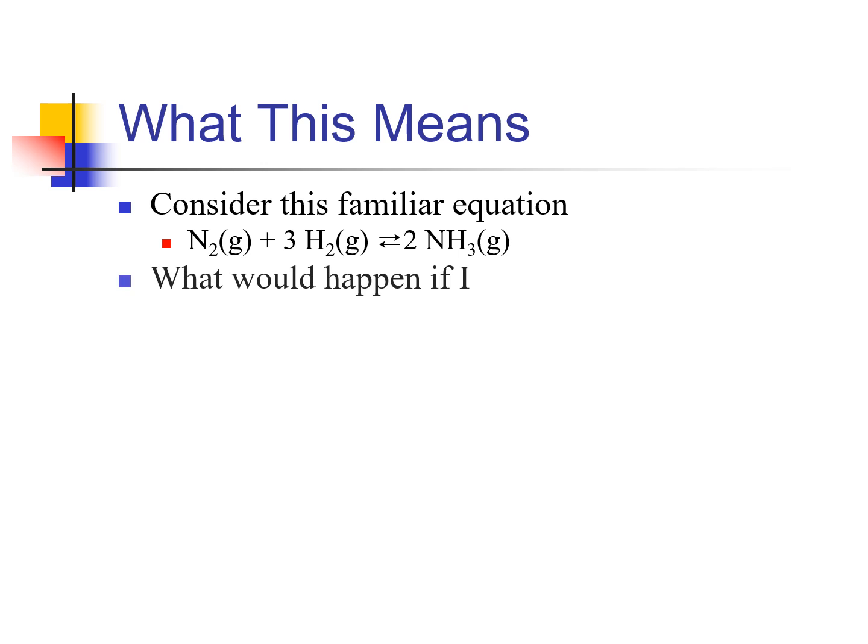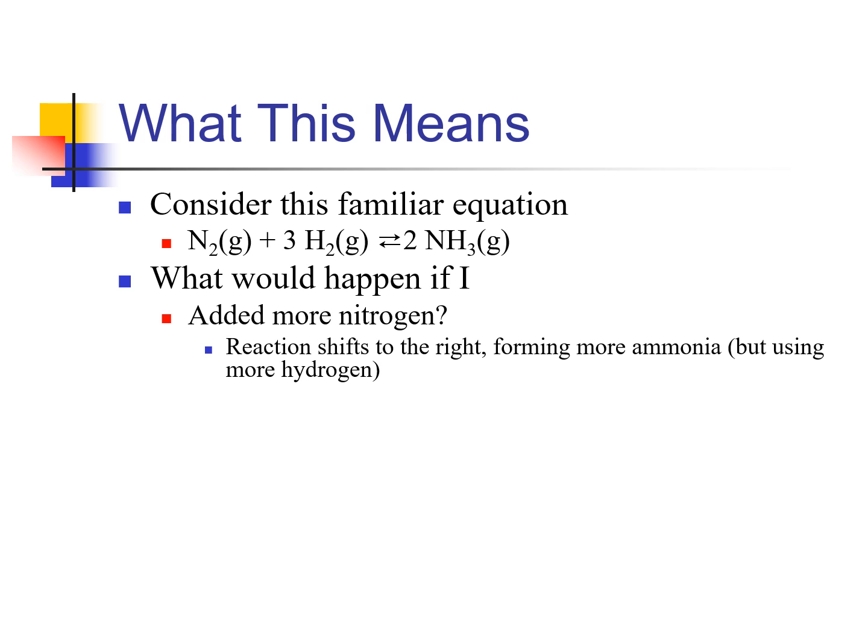So consider this. What would happen if I added more nitrogen? Well, if I added more nitrogen, we now have too much reactant. We get rid of reactant by making more product. So it's going to shift the equilibrium to the right, forming more ammonia, also using up more hydrogen. So when equilibrium is reestablished, the hydrogen amount actually went down, but the ammonia went up.